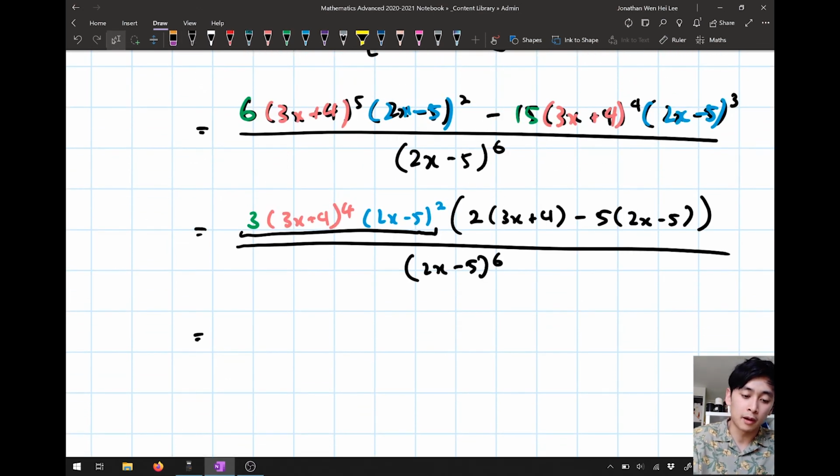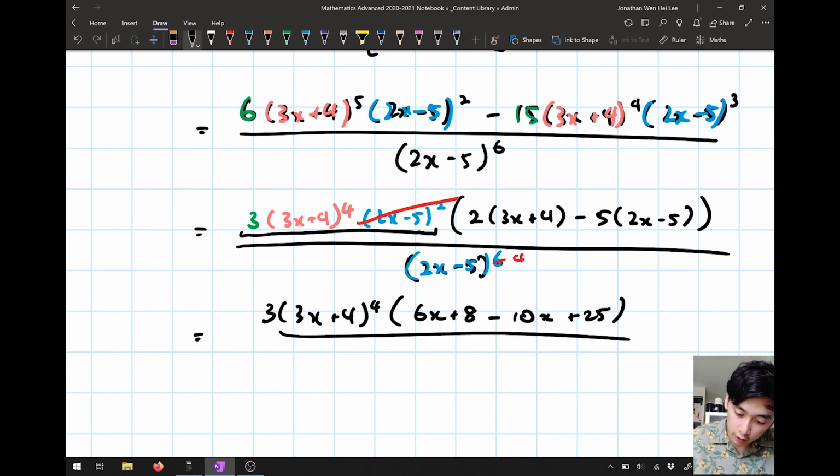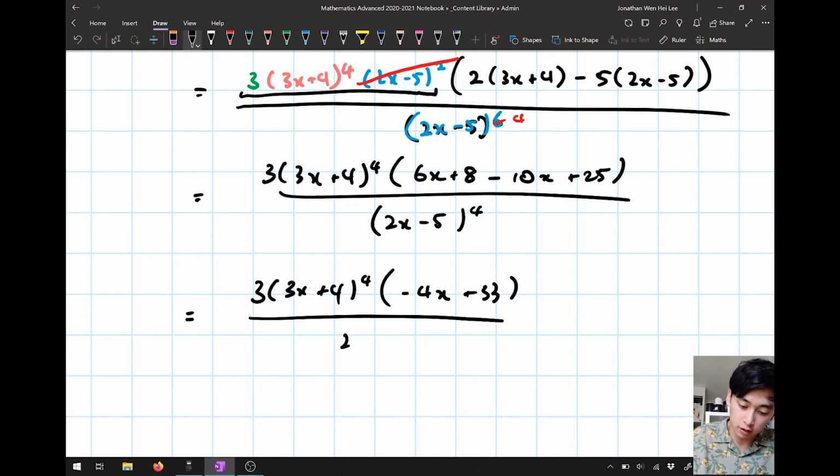Now notice at my top and the bottom, I've also got this 2x - 5 term, so I can cancel out a few of these, and I'll be left with power 4 down here. So I'm going to have (3x + 4) to the power 4. I'm going to deal with the terms inside my bracket, so I'm going to expand it out. 6x + 8 - 10x + 25 over (2x - 5) to the power 4. Almost there. I'm going to simplify what's inside my brackets, so I get (-4x + 33) over (2x - 5) to the power 4.